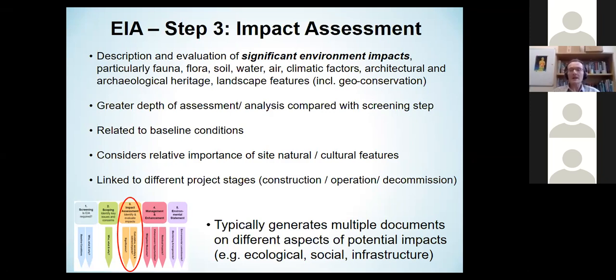And again, it will generate multiple documents. So we will have impacts looking at infrastructure aspects, impacts looking at ecological aspects, and even social aspects. And here, these documents might not be available to the public, so these need to be collated and brought together into something that is public facing, and you'll see where that comes into the process later on.